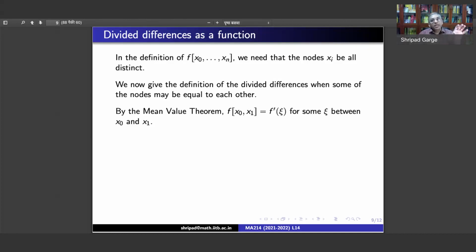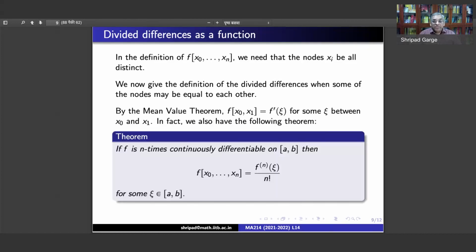This is because the left hand side, f[x0, x1], is (f(x0) minus f(x1)) upon (x0 minus x1). And then the mean value theorem will tell you that this difference upon the difference is equal to the derivative of the function at some point between x0 and x1. And in fact, you have a general such statement. Whenever you have x0, x1 up to xn, and your function is n times continuously differentiable, now I have to mention that because I'm stating a theorem, then this divided difference value is equal to the nth derivative of the function at some point between a and b.